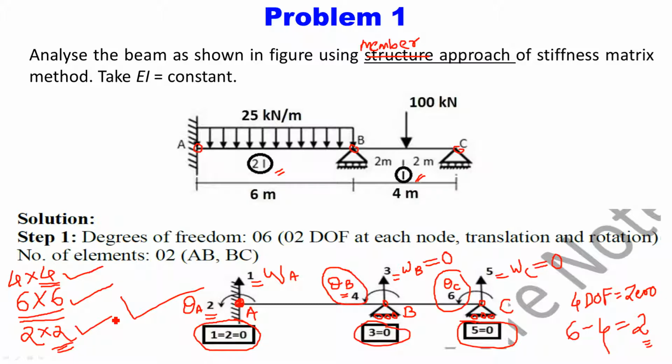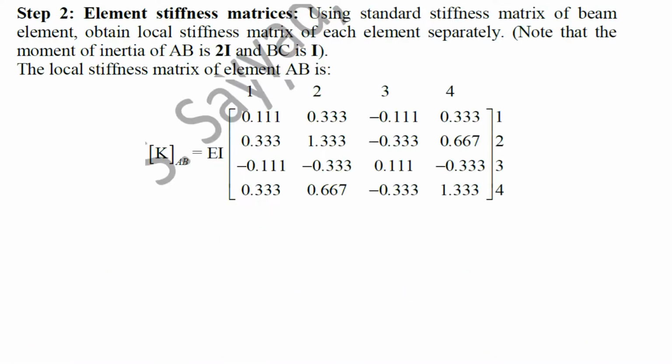Now once you study all these things, then one by one we have to find out the stiffness matrix for each member. There are two members in this beam, AB member and BC member. So we have to find out K of AB and K of BC, and for that we have to use the standard stiffness matrix which we derived in the last class. In the standard stiffness matrix, the first element is 12 EI by L cube.